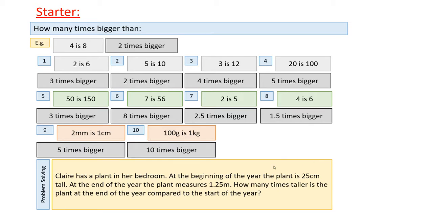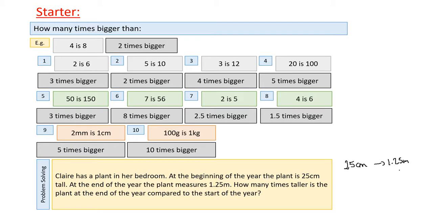And then for the problem solving question, question 11, if you want to call it that, we've got: Claire has a plant in her bedroom. At the beginning of the year, the plant is 25 centimeters. I'm going to write this information here, 25 centimeters tall. At the end of the year, it grows and it measures 1.25 meters. How many times taller is the plant at the end of the year compared to that at the start of the year?